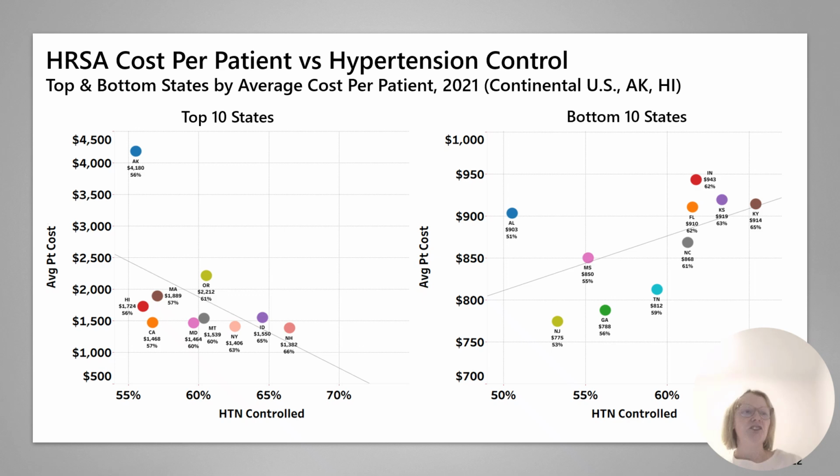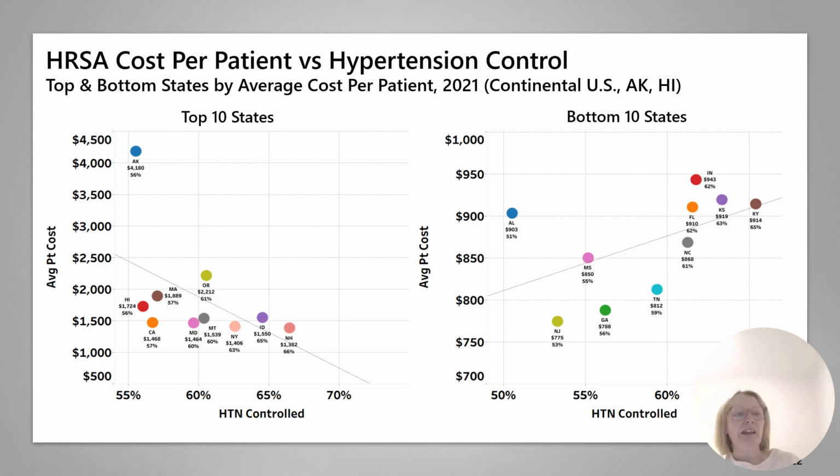This visualization displays the HRSA data for the average cost per patient to the controlled rate of hypertension during 2021. The chart on the left shows the top 10 states filtered by weighted average cost per patient, and for comparison, the chart on the right shows the bottom 10 states.